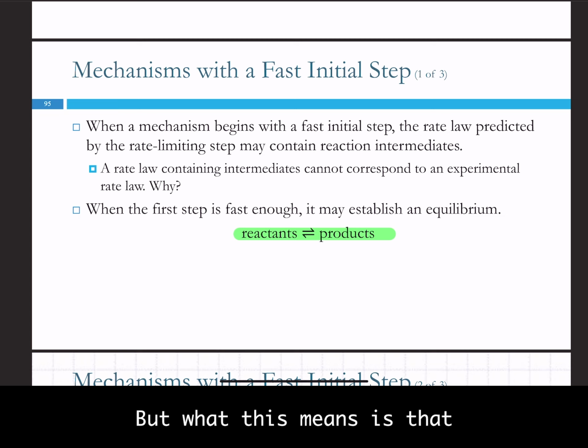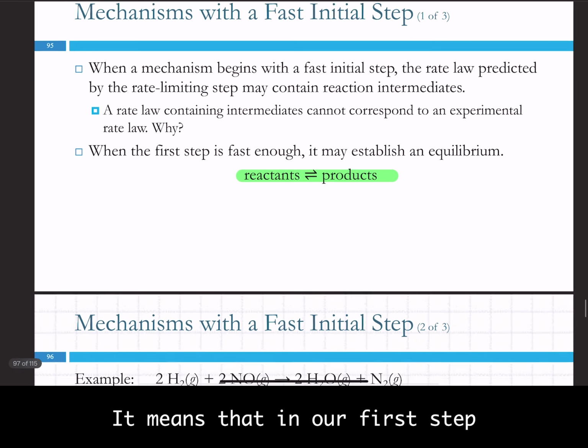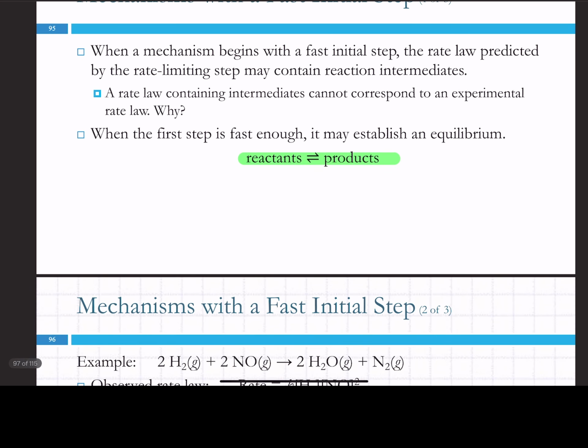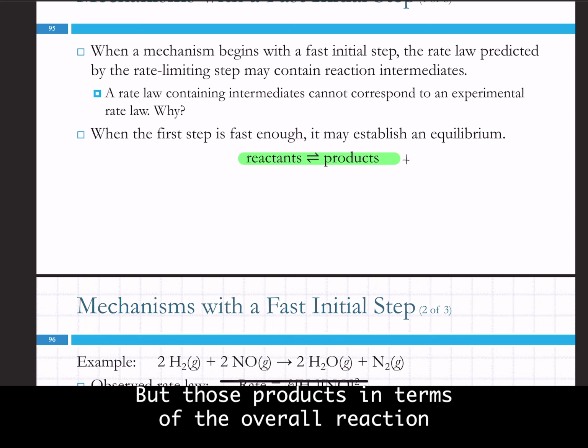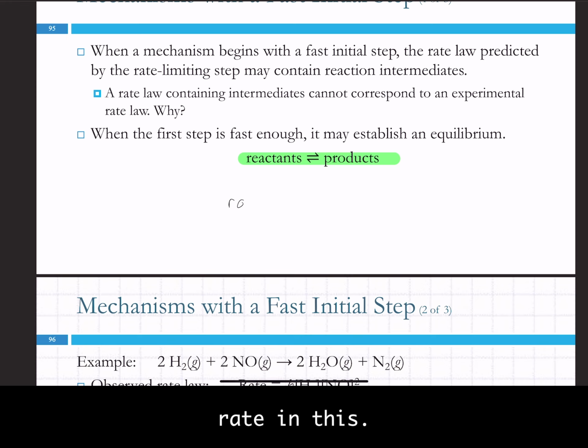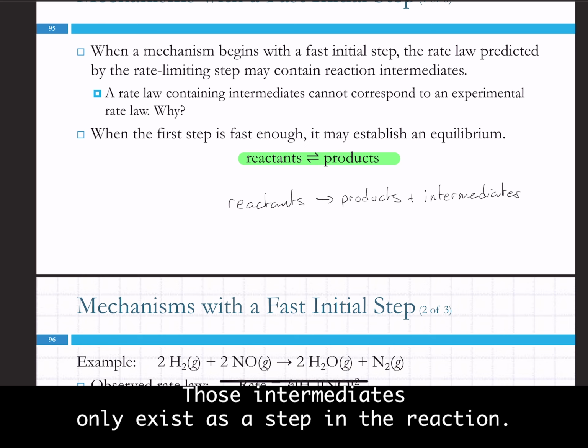But what this means is that, well, actually, we'll go to the example. It means that in our first step, we have our reactants and we create products, but those products, in terms of the overall reaction, actually, let me write this. We'll create products, which might be part of the overall reaction, but it can also create intermediates. Those intermediates only exist as a step in the reaction.